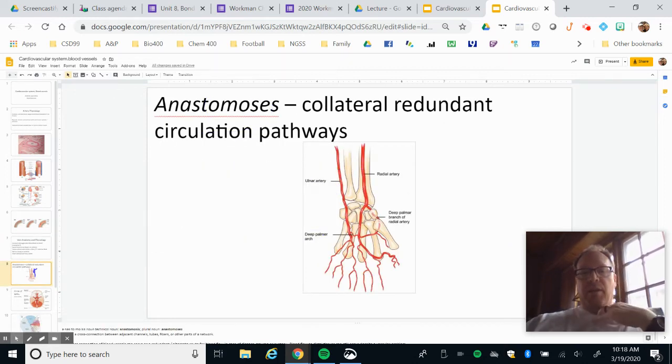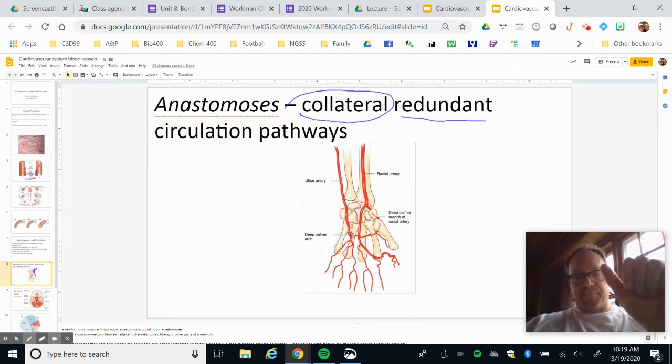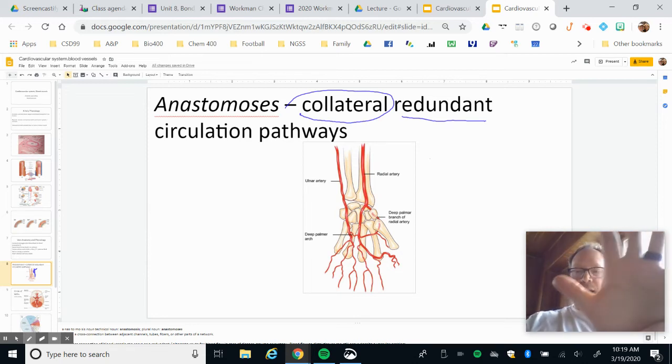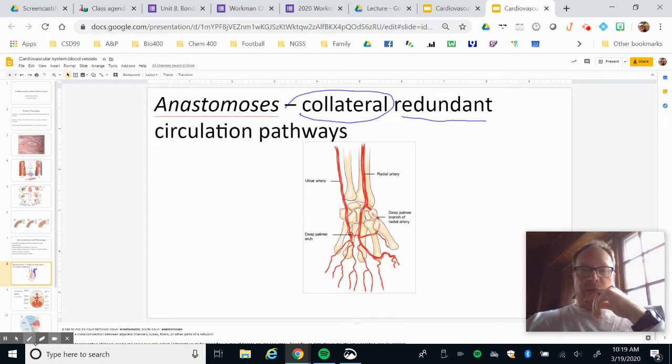Anastomosis. So these are what are called collateral circulation pathways, and they're inherently redundant. So there's an anastomosis, like where blood crosses over from your thumb side to your pinky side in your hand. And what that means is that blood from the radial artery, and of course the radius follows the thumb, right? Blood from the radial artery can end up over here in the pinky, all right? And blood that's coming from the ulnar artery can end up over here in your thumb if necessary.